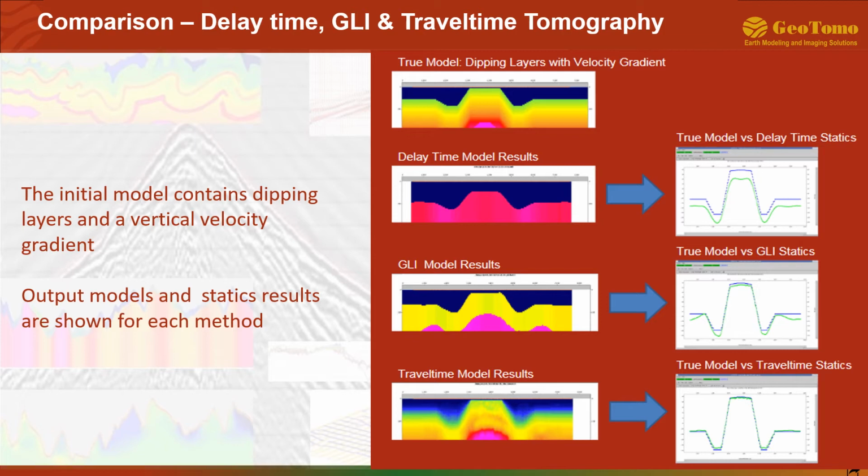Statics calculated from the true model are shown by the blue curve, and the green curve shows statics calculated by each of the methods. The travel time tomography is the only method which closely reproduces the dipping layers, velocity gradients, and the correct statics.